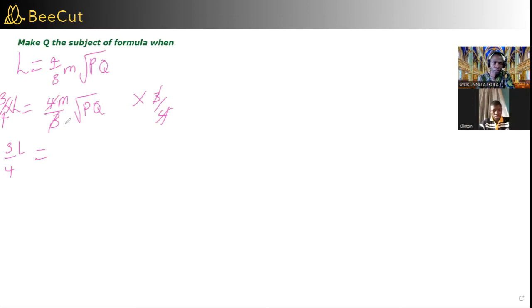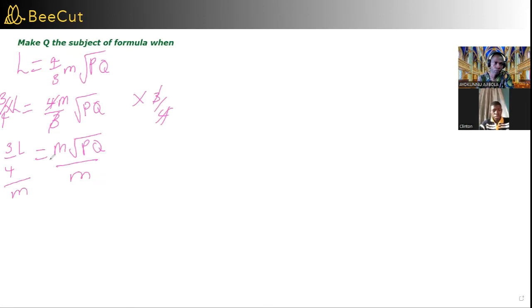Or otherwise, I could have done it by saying multiply both sides by 3 so that 3 can cancel here, then divide both sides by 4 so that 4 can cancel here. But it's still the same thing as using the reciprocal, that is the inverse. Since it's 4 over 3, I use 3 over 4 to remove it and take it to the other side. Now what is left is m into root pq. So I have to divide both sides by m this time around so that m can go away. So divide by m, then over m.